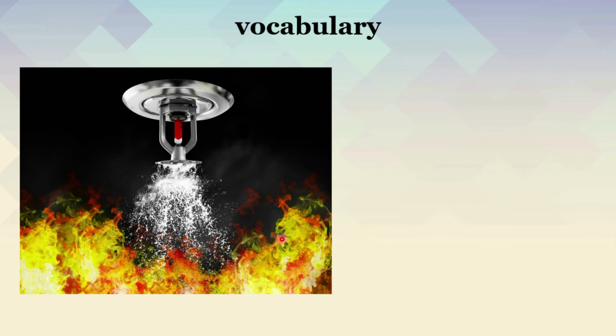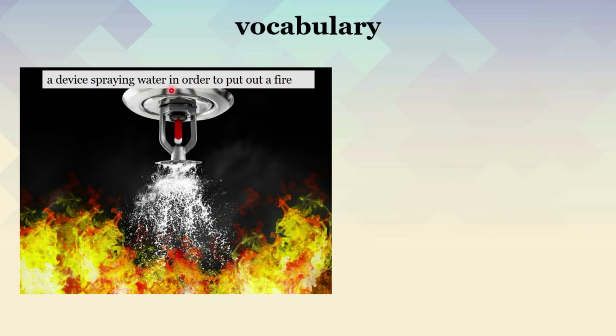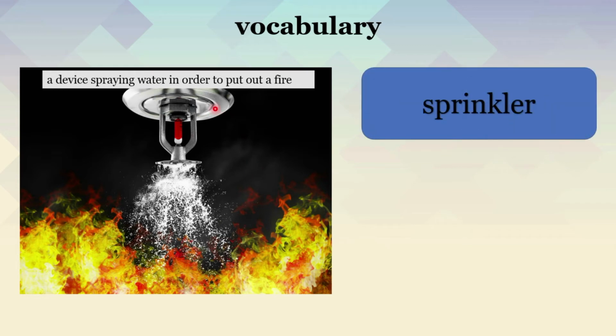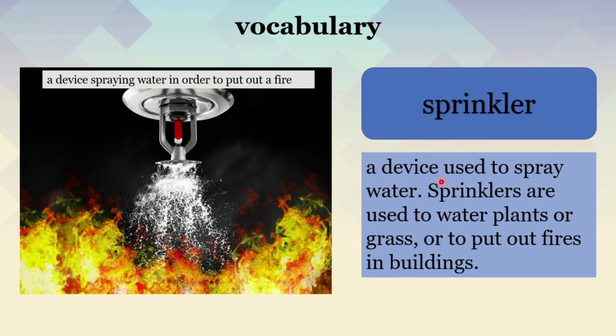Moving on to our next word, we have this. What can you see in this picture? We can see a device spraying water in order to put out a fire. This device is called a sprinkler. A sprinkler is a device used to spray water. Sprinklers are used to water plants or grass or to put out fires in buildings.